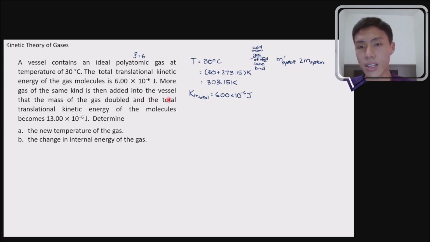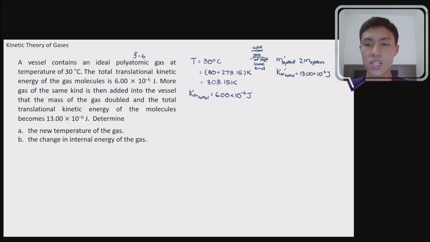Then the total translational kinetic energy of the molecules becomes 13.00 times 10 to the power negative 6 joule. So right now the new K_TR total will be equal to 13.00 times 10 to the power of negative 6 joule. Okay, so some transition has happened, causing the total translational kinetic energy to change.